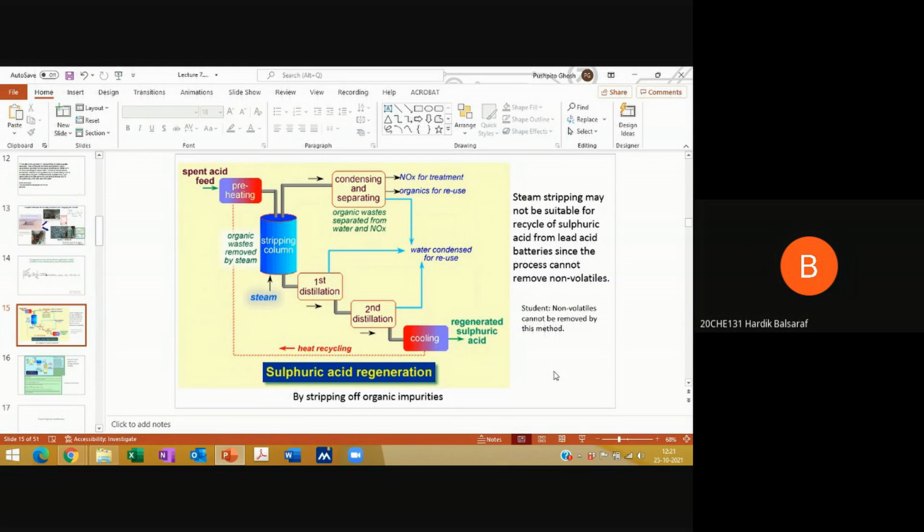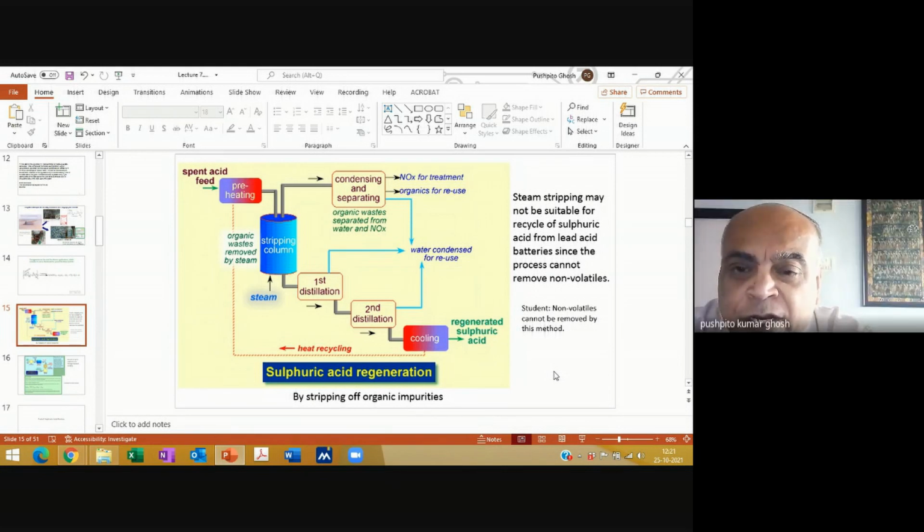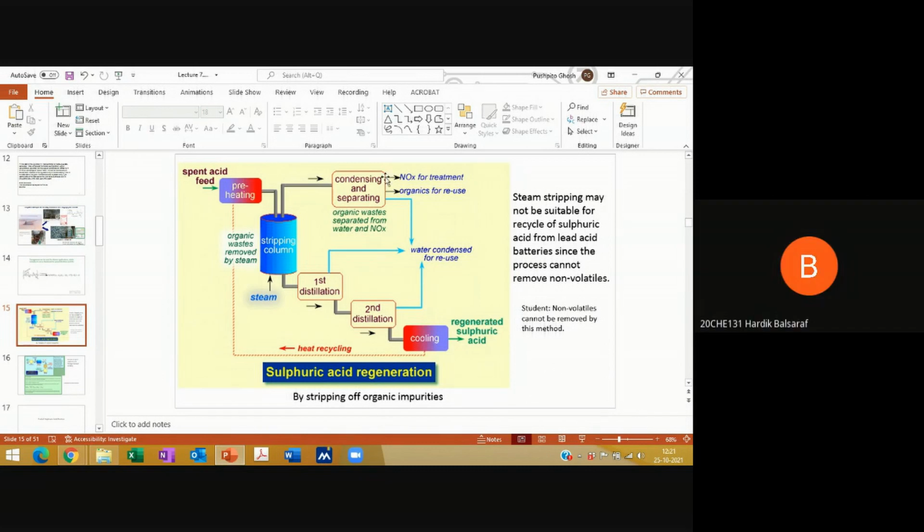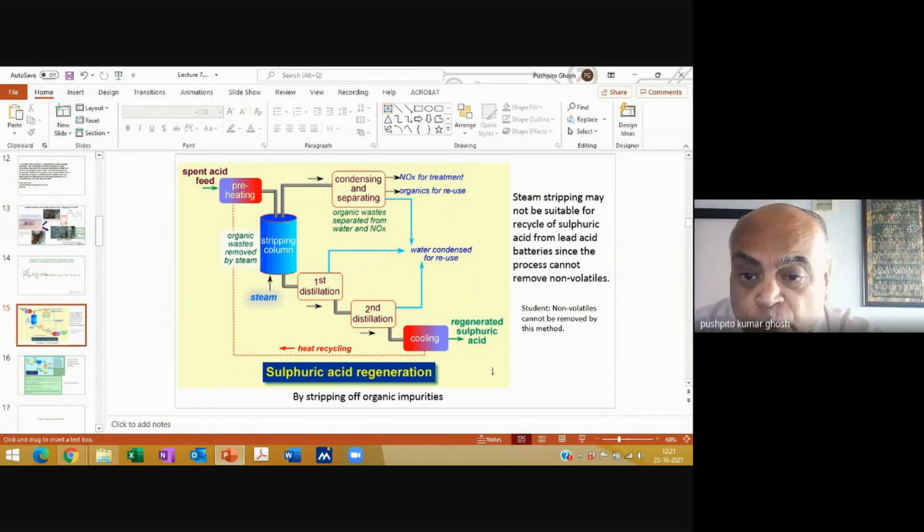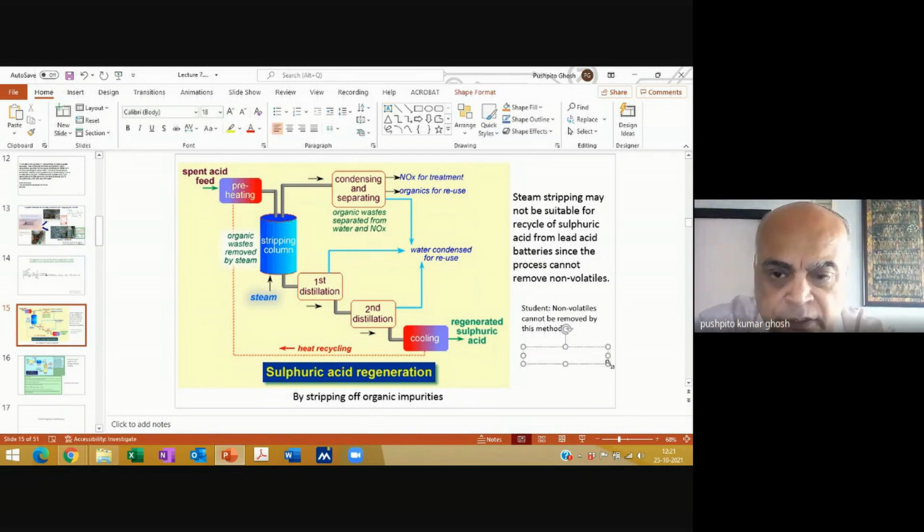We can form salts of lead. Ah, you're saying that you precipitate out the impurities, right? Yes, sir. Okay, that would be a good approach if you could do it. Can one precipitate out?